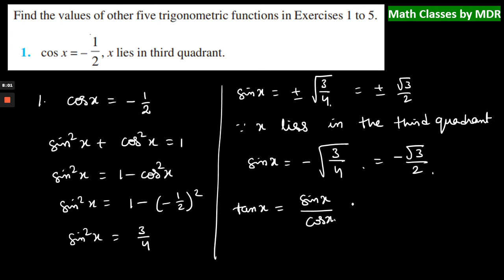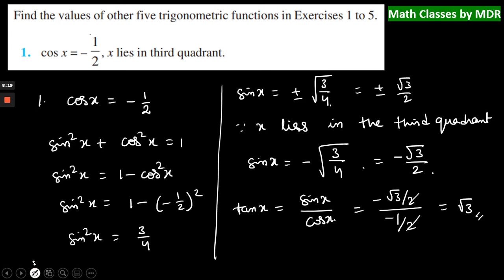Okay. So sin x by cos x is minus root 3 by 2 by minus 1 by 2. Therefore, the 2 gets cancelled and it is equal to root 3. And we got the positive root 3, and we know that tan x is positive in the third quadrant. Now you'll be able to get the other values.